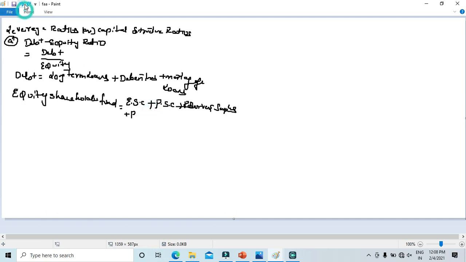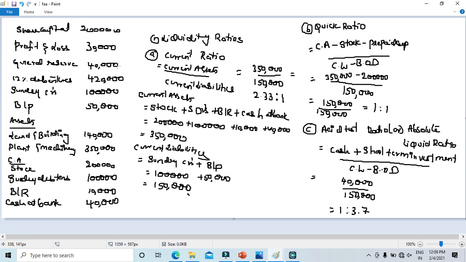Share capital is 2 lakh. Reserve and surplus is 40,000. Profit and loss is 30,000. Preliminary expenses are not there, so you're going to add them up. It will be 2,70,000. So now we know the numerator. There are no other loans, only debentures. So we are going to take 4,20,000 in the numerator and 2,70,000 in the denominator.